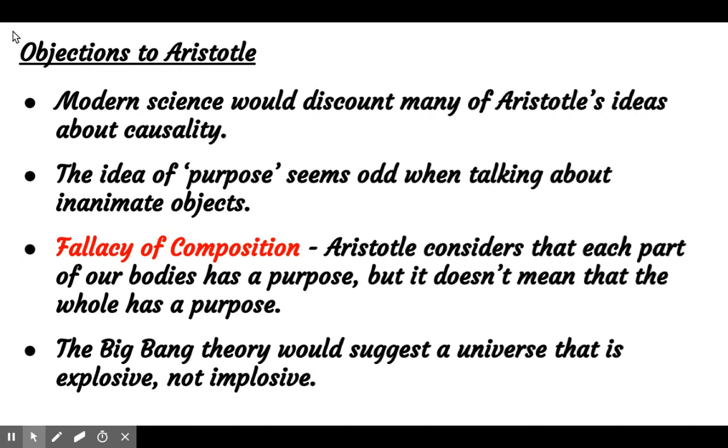The next thing is something called the fallacy of composition. Aristotle considers that each part of our bodies has a purpose, and again, that kind of makes sense. We've got eyelashes to keep dust out, we've got feet to help us walk, hands to help us pick objects up, etc. But it doesn't necessarily mean that the whole has a purpose. Now, obviously, he's looking at things, perhaps inanimate objects, like houses, etc., where each component does have a purpose in the overall concept of a house. However, do we have a purpose in life?